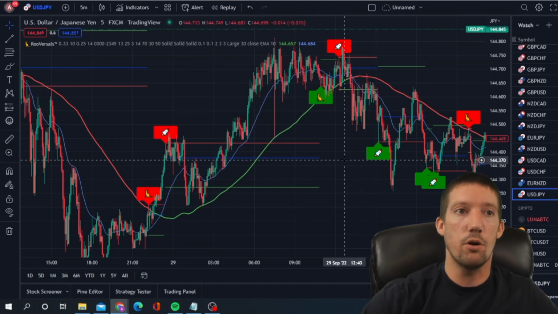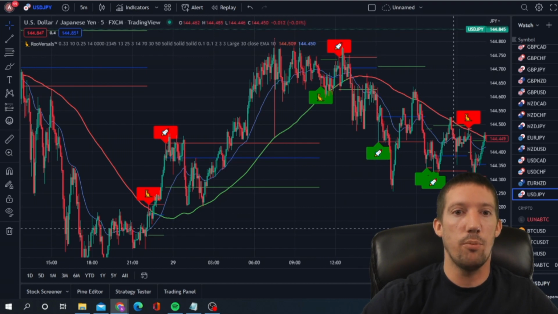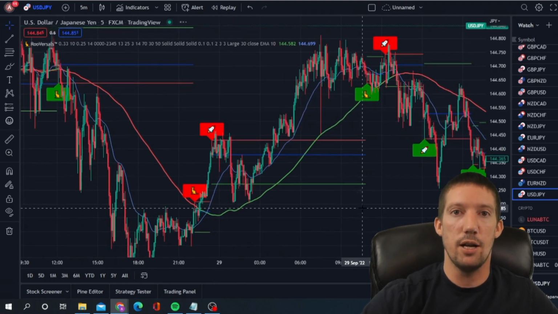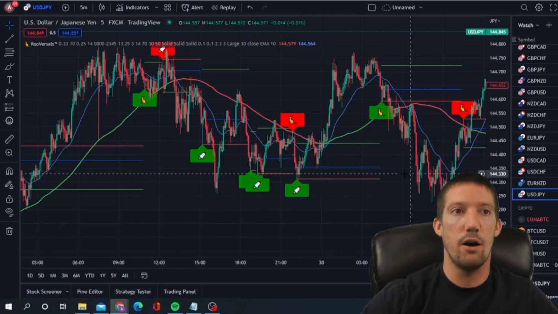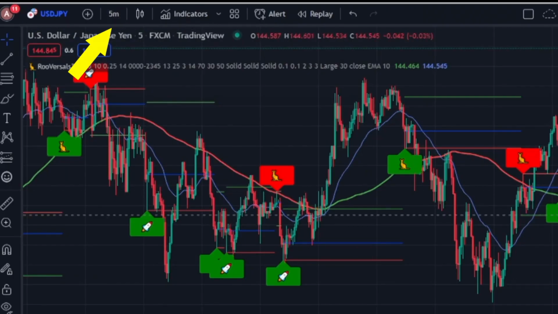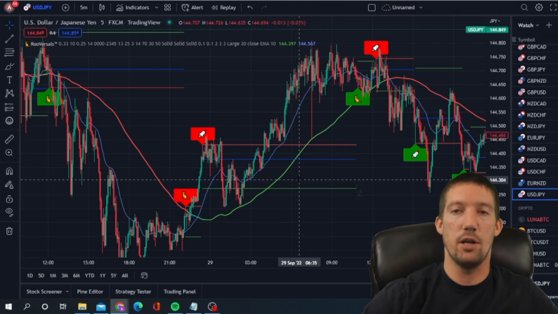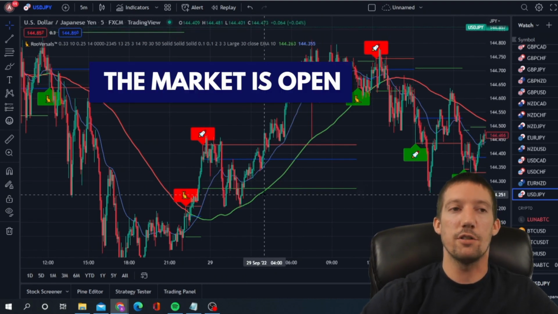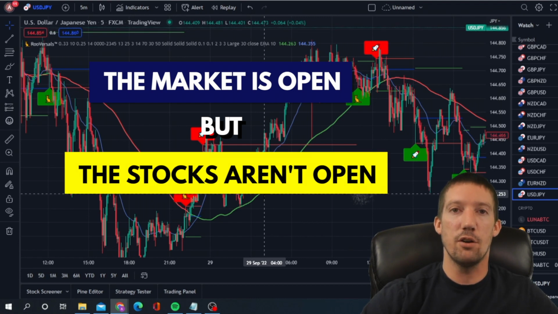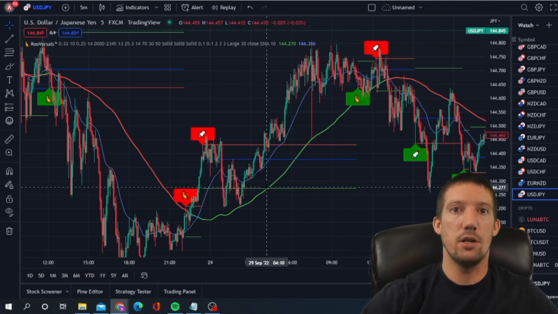But basically, we're going to go into the charts now, okay? I'm actually going to go back to last week because it is Sunday night, so the markets are somewhat slow right now, but we are on the 5-minute time frame. Obviously Sundays are fairly slow. The market is open, but the stocks aren't open. The London session or the New York session doesn't start until 8 a.m. tomorrow, so right now there's only a little bit happening.